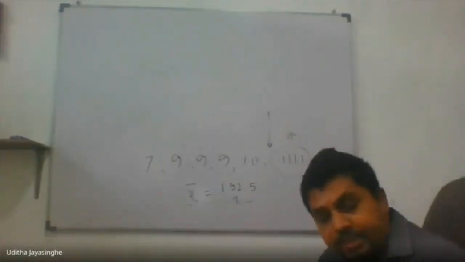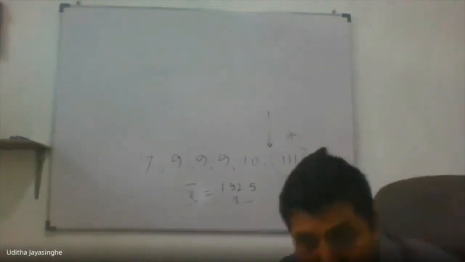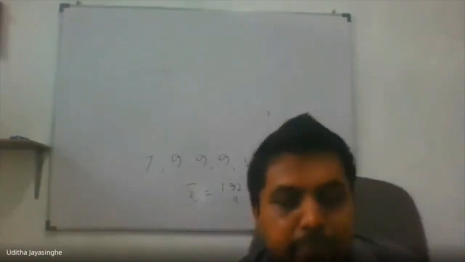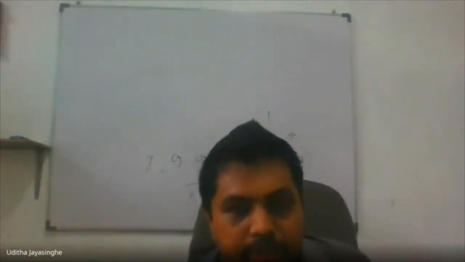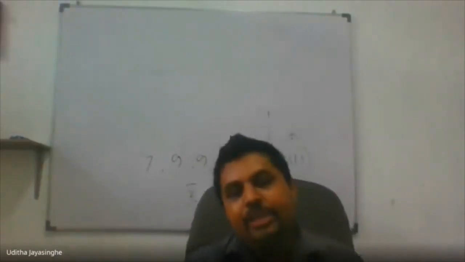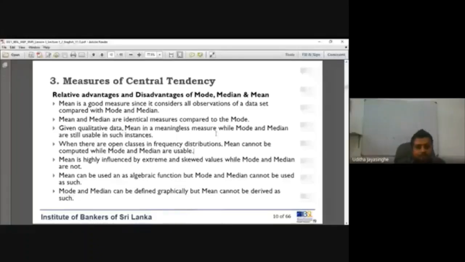Whenever there are extreme values, your mean is going to be impacted. It's a very important point and a very trivial weakness of the mean. Mean is highly influenced by extreme and skewed values. Skewed are again biased or deviated values, while mode and median are not. That's the main weakness of a mean.